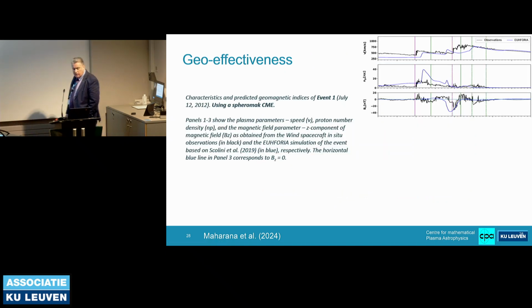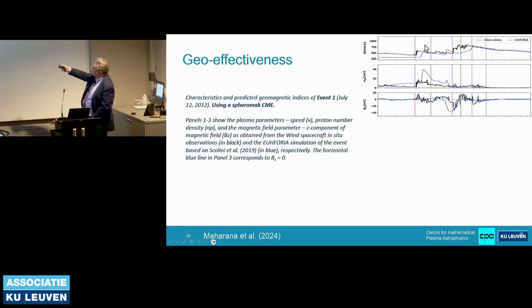And here you see one of the early results we had in a paper that is just submitted. It's not even published yet. It hopefully will be published soon. Here you see the modeling. So it's not perfect, of course.